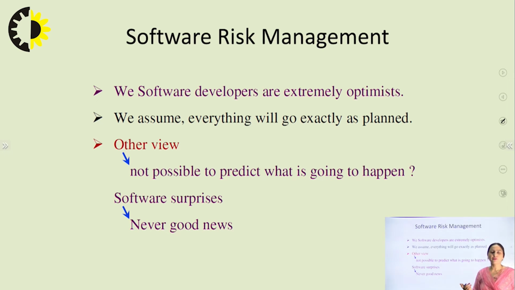So what is the other view? It is not possible to predict what is going to happen in future. We cannot at this moment predict what the scenario can be later on. Software is very surprising. So software generally surprises, and sometimes we don't get good news.